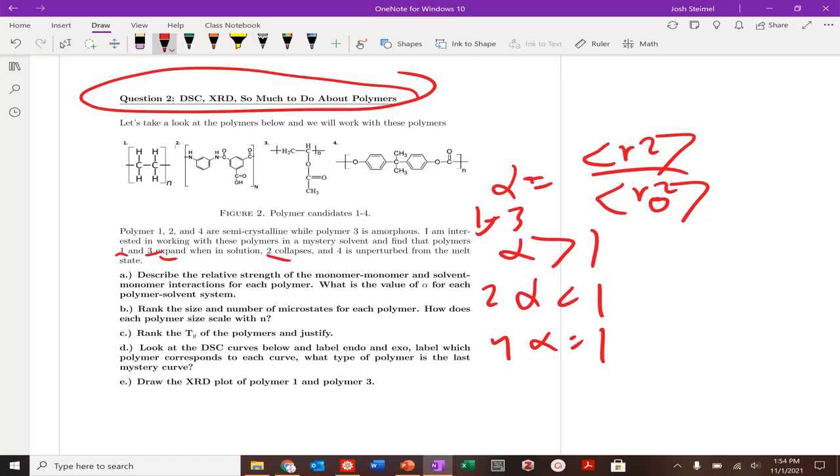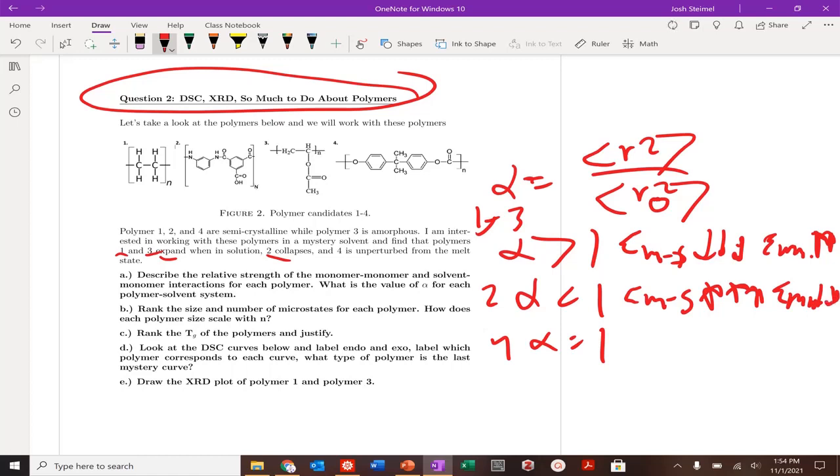So if alpha is greater than 1, the monomer-solvent interactions are very low, i.e. they are favorable interactions. The polymer wants to expand to maximize these monomer-solvent interactions, and the monomer-monomer interactions are very unfavorable, they are high. Vice versa when the polymer collapses: the monomer-solvent interactions are very high, kind of like a hydrophilic molecule in water, versus the monomer-monomer interactions, which are lower. And for polymer 4, the monomer-solvent interactions are equal to the monomer-monomer interactions. So that's your unperturbed state.